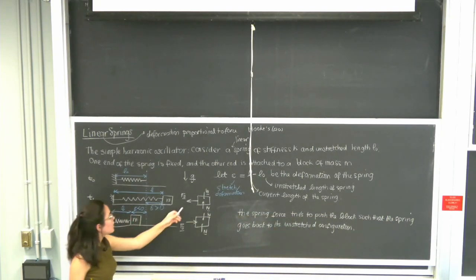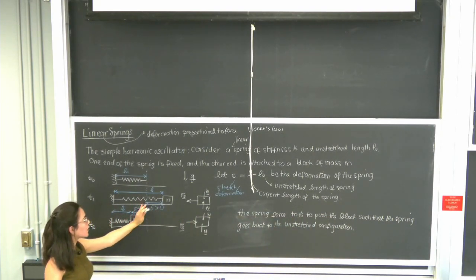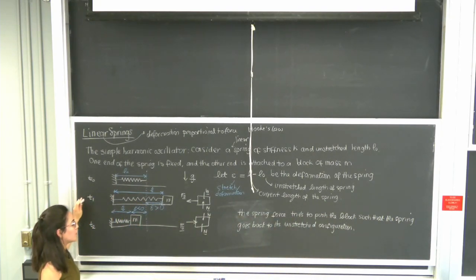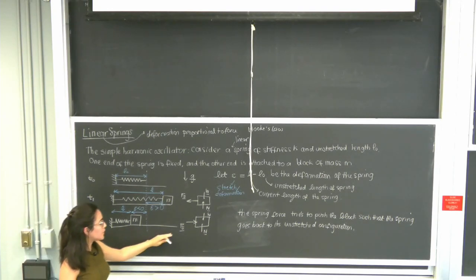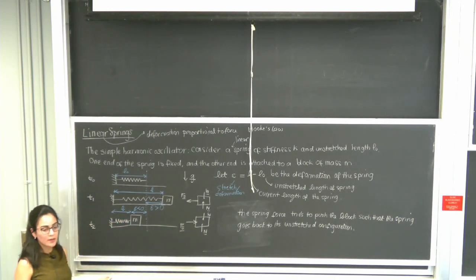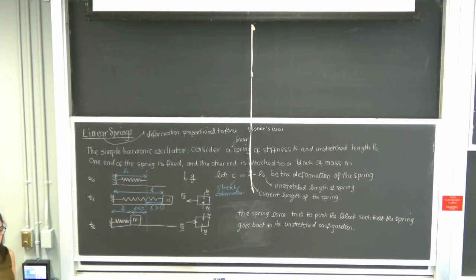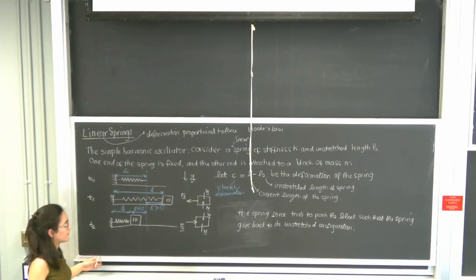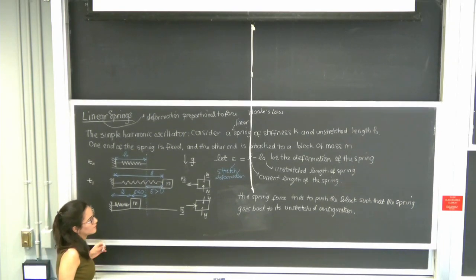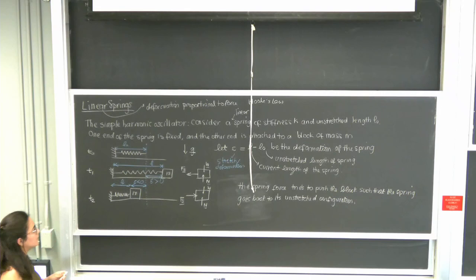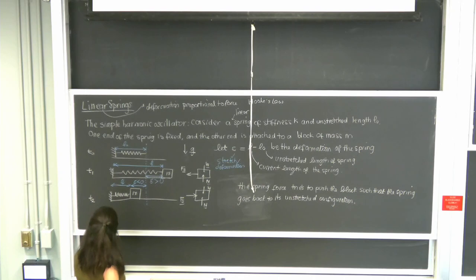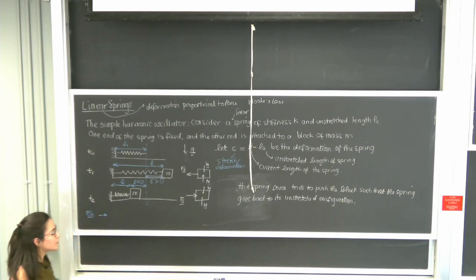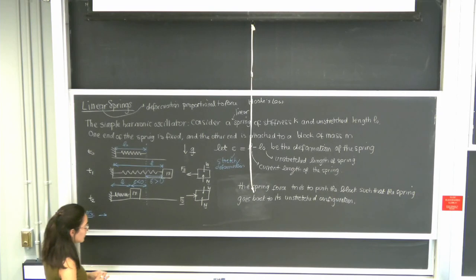So if the block is being pulled this way, the spring is going to go back to its unstretched configuration in case T1. And if the block is pushed that way, the spring tends to go back to its unstretched configuration in case T2. And let me take a unit vector Ex along the direction of motion of the spring, and I can also take Ey.